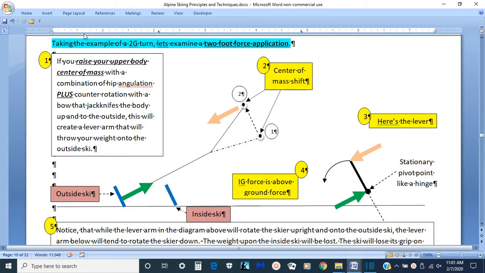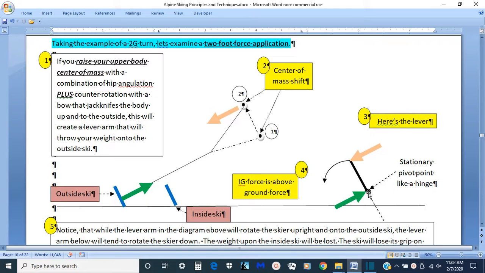Now, taking an example of a 2G turn, we'll examine a two-footed application. If you raise your upper body center mass with a combination of hip angulation plus counter rotation with a bow that jackknifes your upper body up and to the outside, this will create a lever arm that will throw your weight onto the outside ski. So here is your outside ski. Here's your inside ski. Let's say initially this is where your center of mass was, but if you use hip angulation and hip rotation and you bow towards the outside, that's going to lift that center of mass.